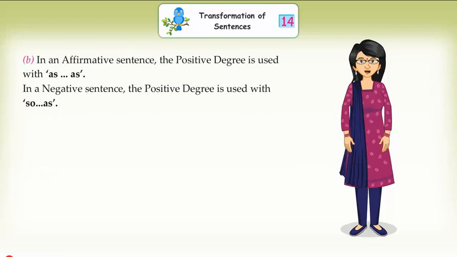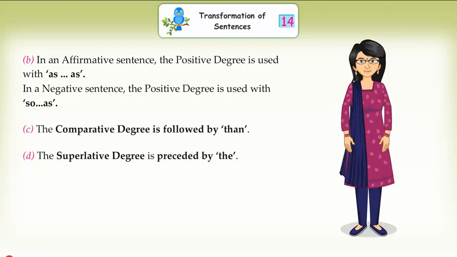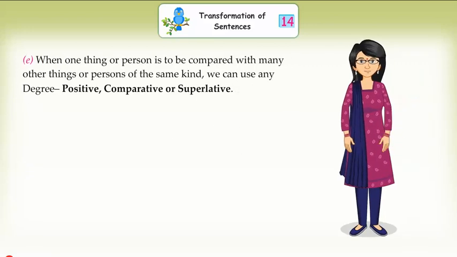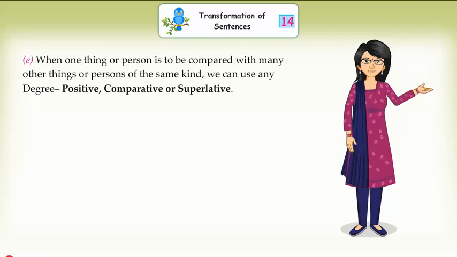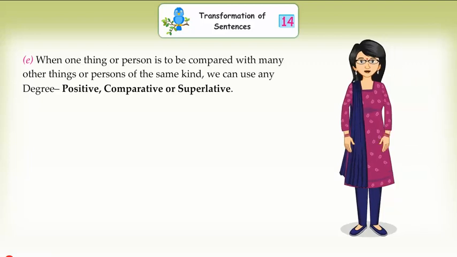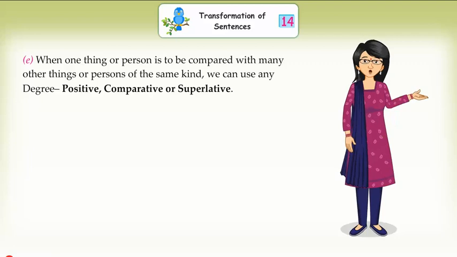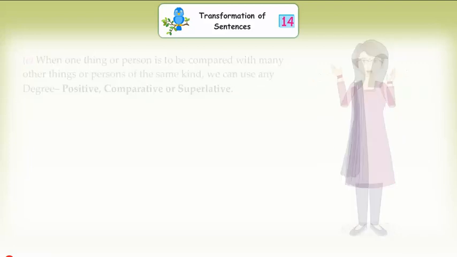B. In an affirmative sentence, the positive degree is used with as. In a negative sentence, the positive degree is used with so as. C. The comparative degree is followed by than. D. The superlative degree is preceded by the. E. When one thing or person is to be compared with many other things or persons of the same kind, we can use any degree, positive, comparative or superlative.